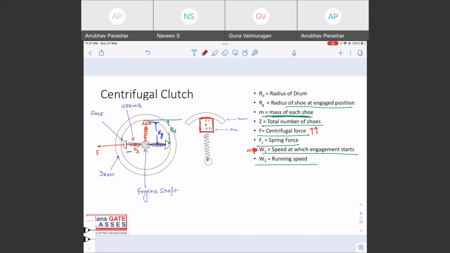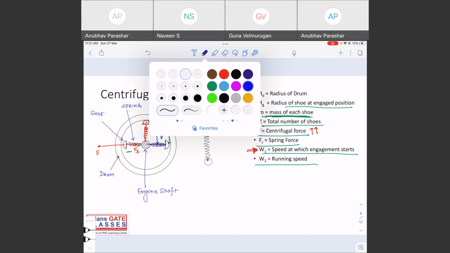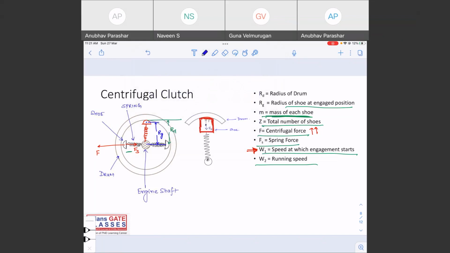The shoe gets engaged to the drum. Okay, so what is omega 1? Omega 1 is the speed at which engagement starts. Right? So what is the normal reaction? It is just engaged. So at this point, when engagement starts, the normal reaction will be 0. It just started the engagement, so initially the normal reaction will be 0.